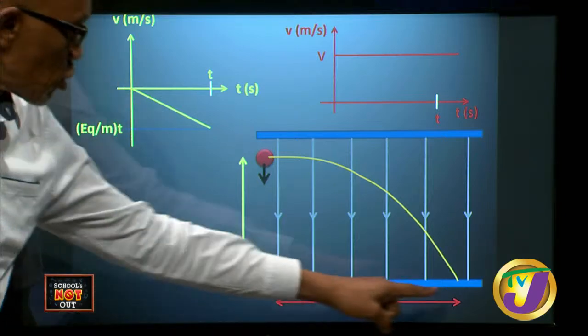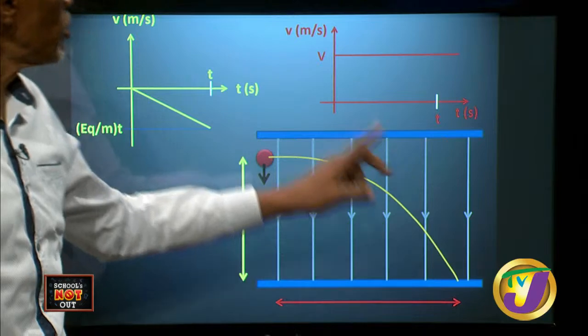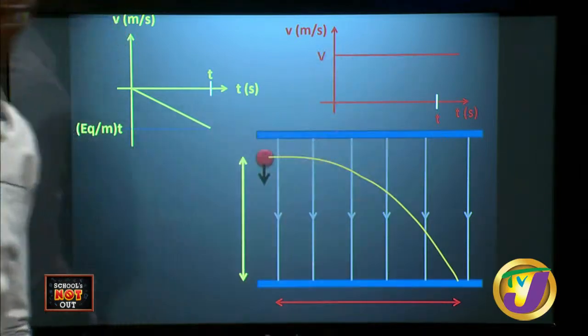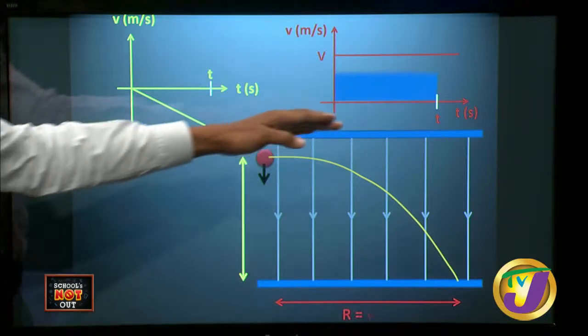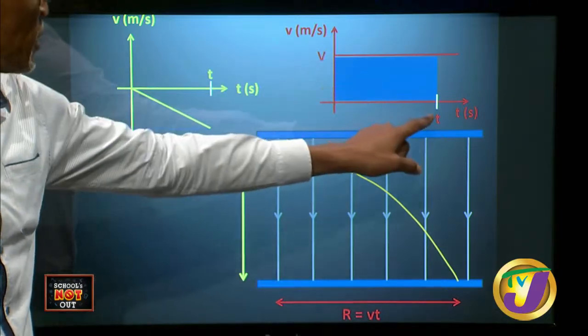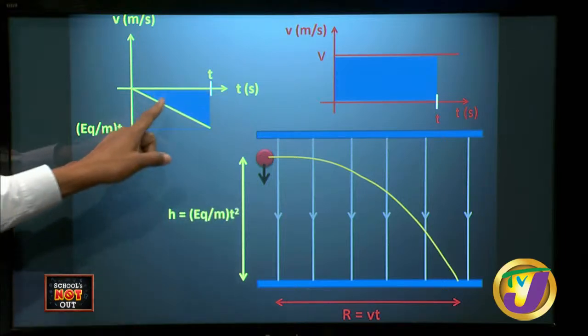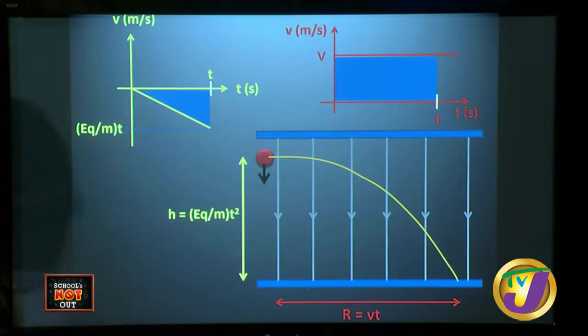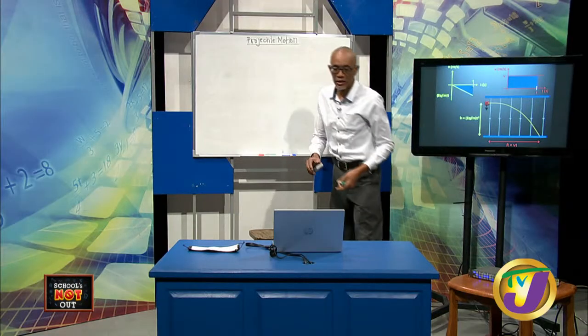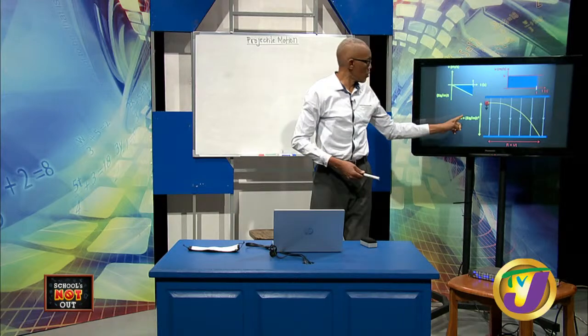Here again, if we want to determine the horizontal distance that it travels, we must take the area under the graph. And so when we take the area under the graph, we get that r is v times t, whatever v is. And if we want to determine the vertical height through which it falls, we must take the area under the graph, and h is equal to EQ over m times t squared. So let's look at how that is determined.